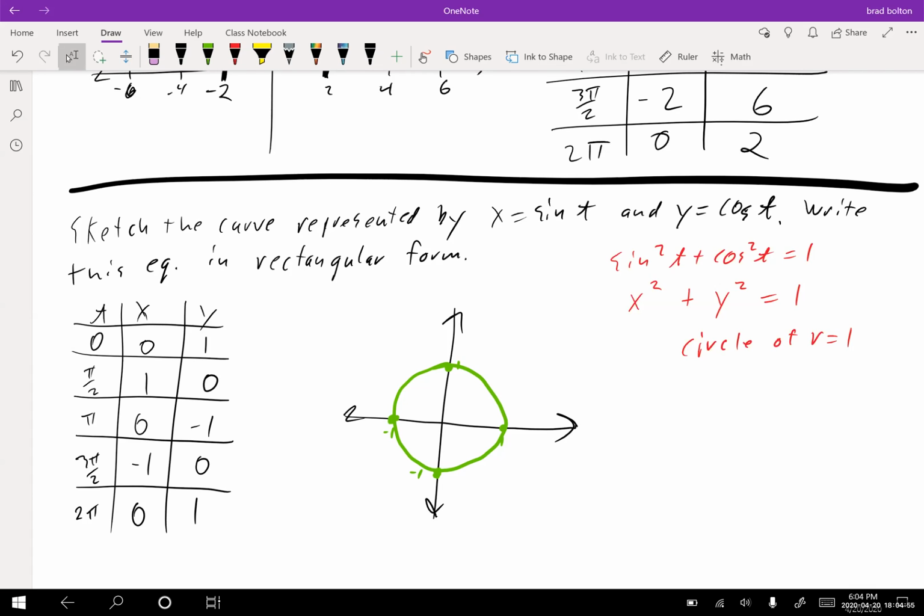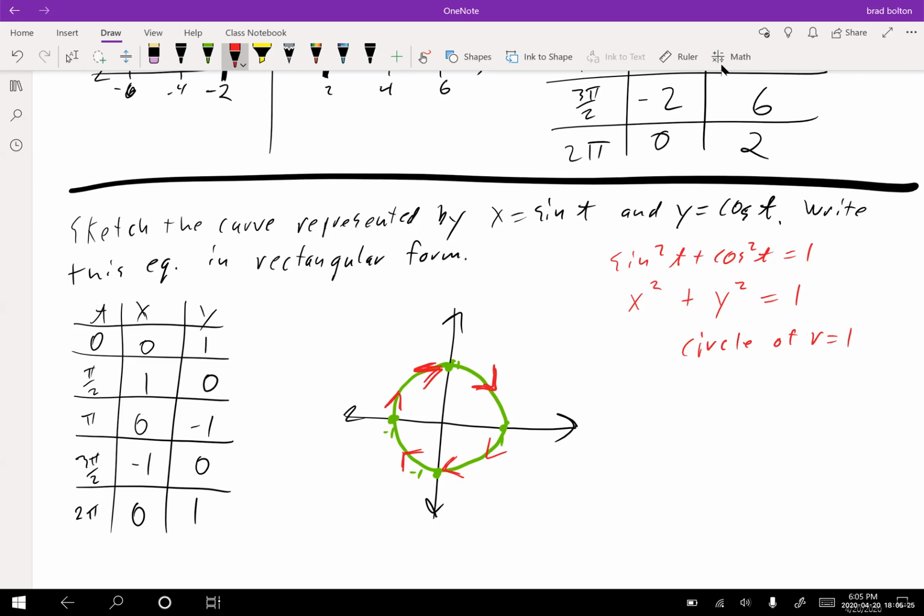Okay, and now in terms of direction, well, let's see. We started up here at 0, 1, and then we went here to 1, 0. So we're going to be going clockwise. Okay, so that's the direction we're going with our curve. And these are supposed to be arrows. I just realized how ugly they were, but they are supposed to be arrows. Okay. All right, so that's the direction we're going.